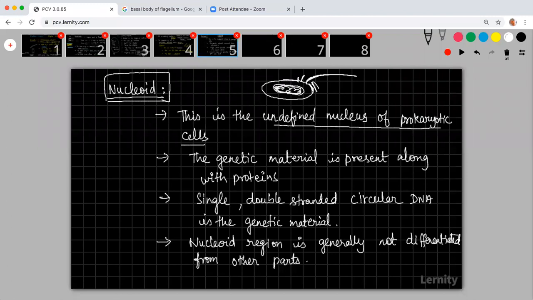Someone is asking me, do these proteins refer to non-histone proteins? Only eukaryotes have histone proteins. So these are all simple proteins compared to eukaryotic structures. The proteins which are here are not very complex as seen in eukaryotes.